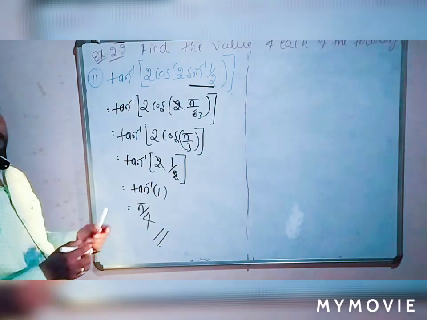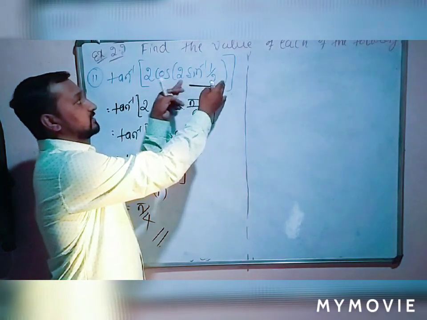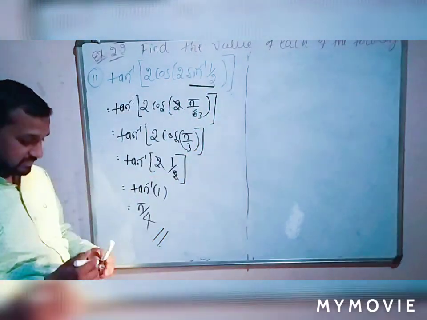Very simple example. So first we'll come from the right hand side. First we'll solve this function, then this function, then finally this function. Is that clear? Very simple example.